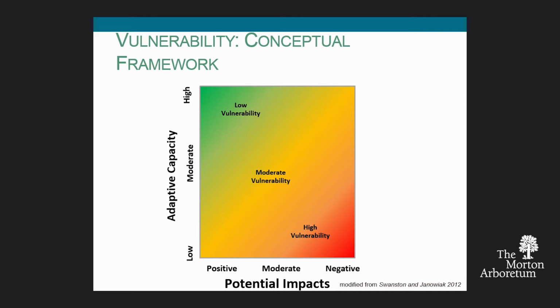There are a number of different frameworks in place that people have used, but our group tends to use a framework of adaptive capacity and potential impacts. So if you have a lot of negative impacts and low capacity to adapt to those climate changes, you have high vulnerability. Whereas if a lot of the potential impacts of climate change on your system are relatively positive and you have a high ability to adapt to those changes, you have lower vulnerability.